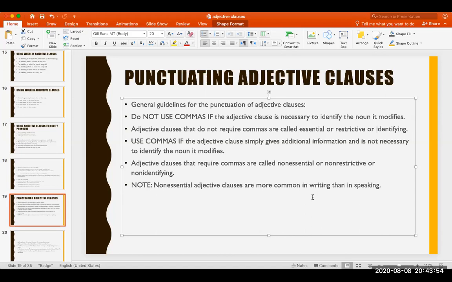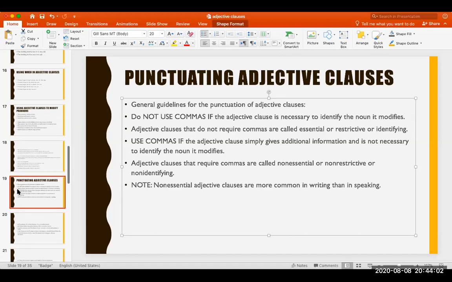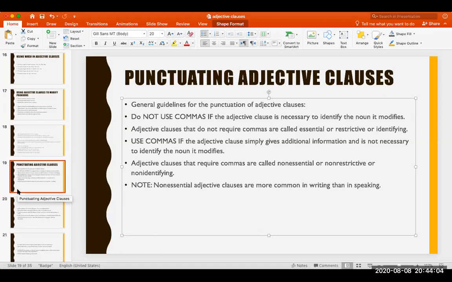non-essential, non-restrictive, or non-identifying. Non-essential adjective clauses are more common in writing than in speaking. So simply speaking, if the information is needed, necessary to clarify, to make the point clearer, you don't use commas. If you use commas, it means this adjective clause is unnecessary. Deleting it is not going to change the meaning or anything.